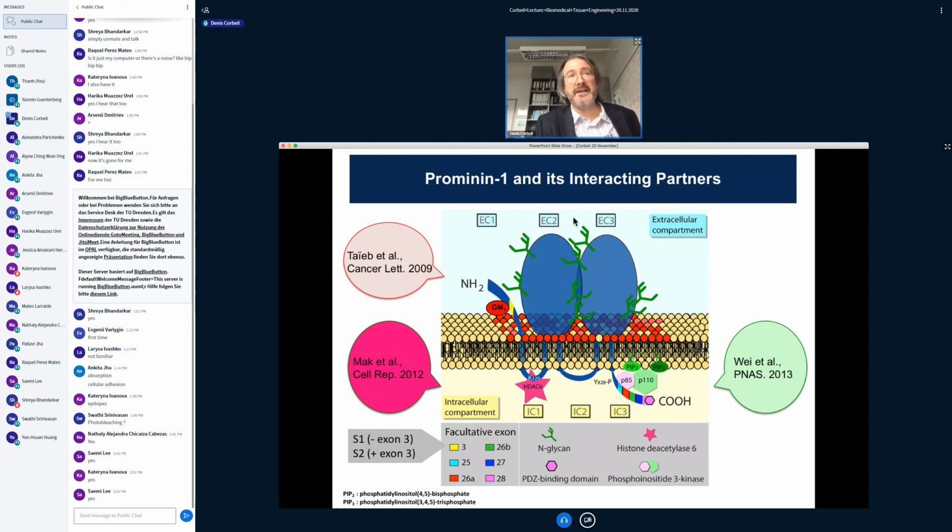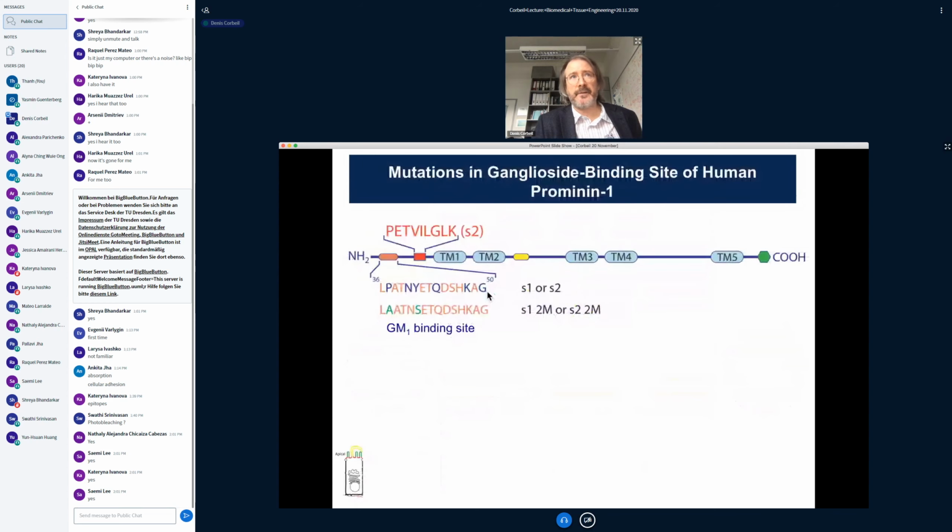So to go deeper into the function of these domains, we made mutations. We mutated the natural GM1 binding site in prominin-1, changing two amino acids. In this mutant, which we call 2M, for two mutations, we analyzed what happens with the cell. You have the N-terminus here; the small exon of 7 amino acids is present only in S2. Then we made the mutation in both the S1 and S2 variants, and then we expressed them in cells.